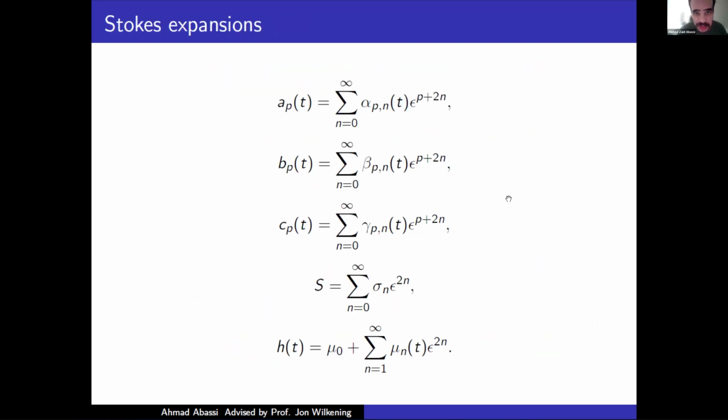And this is our ansatz for the Stokes expansions of the temporal coefficients of the Fourier representations of our ansatz, where A, B, C, and S have expansions in epsilon, where epsilon is the wave crest or amplitude. And A, B, C, and S have the same proposed Stokes expansions as in the infinite depth problem. The only thing we now need to add or slightly modify is the height function, which we will propose a Stokes expansion for in powers of epsilon. And this is what we propose for it.